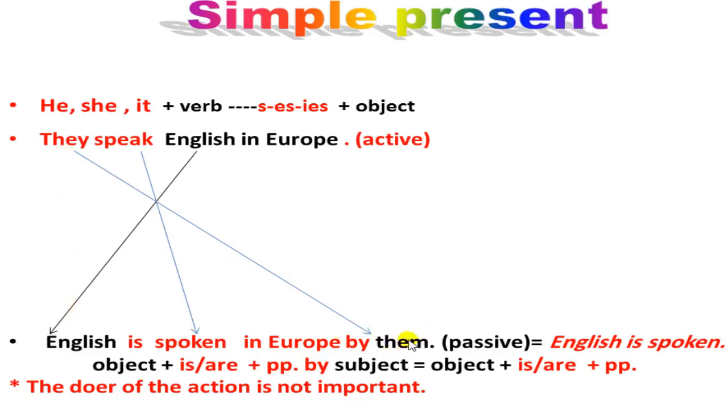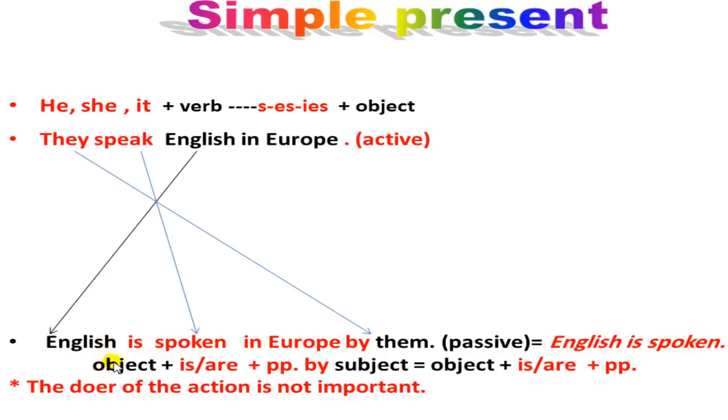By them, and the verb here, present, verb to be in present, is, are, plus pp: speak, spoke, spoken. The past participle, spoken. So English is spoken in Europe by them. So this is the passive. You know that English is spoken in Europe by who? By European people. So here I can omit by them. It's not important. I can say English is spoken in Europe.